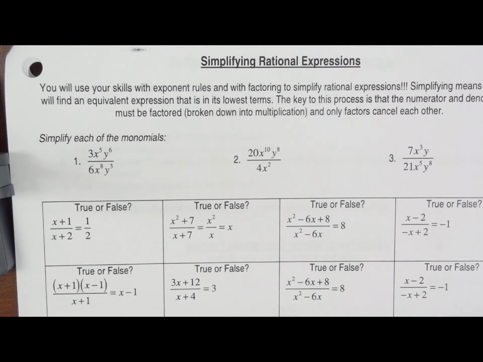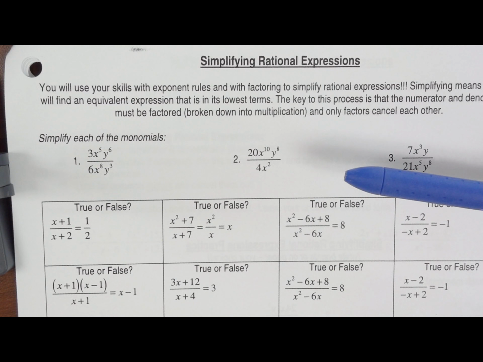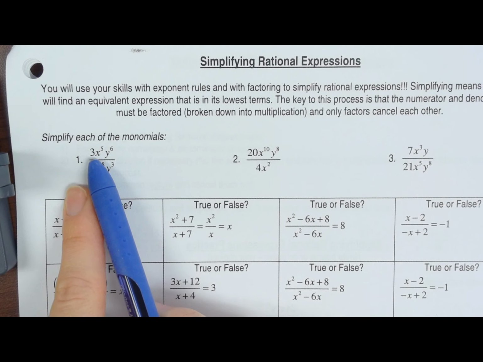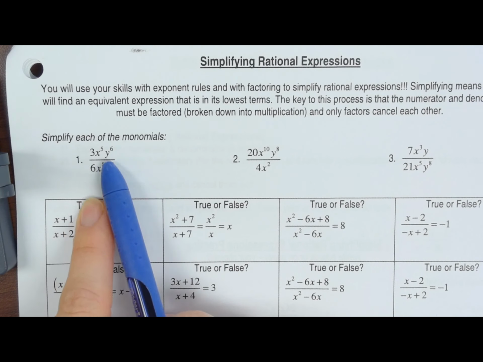All right. So if you take a look at the first section, simplify each of the monomials. This is kind of a review back to Algebra 1, and we did a little bit of this in the last unit with exponent rules. But if you take a look at this first one, you basically just look at each term individually. Because right now this is 3 times x to the 5th times y to the 6th.